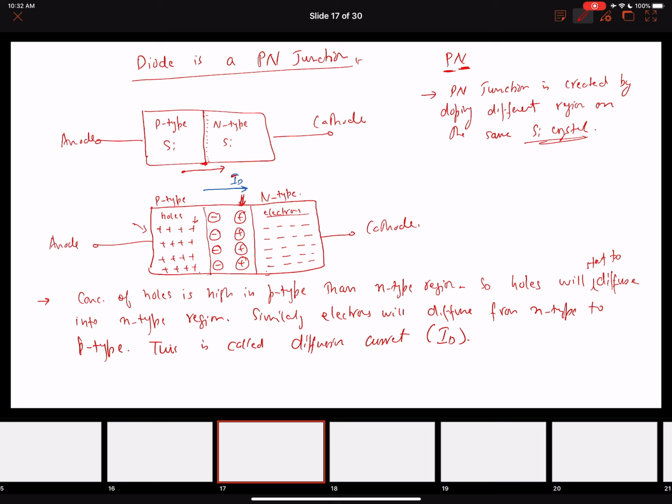And similarly, what is going to happen at the same time is our majority charge carriers, electrons from the n-type, are diffusing into the p-type region.